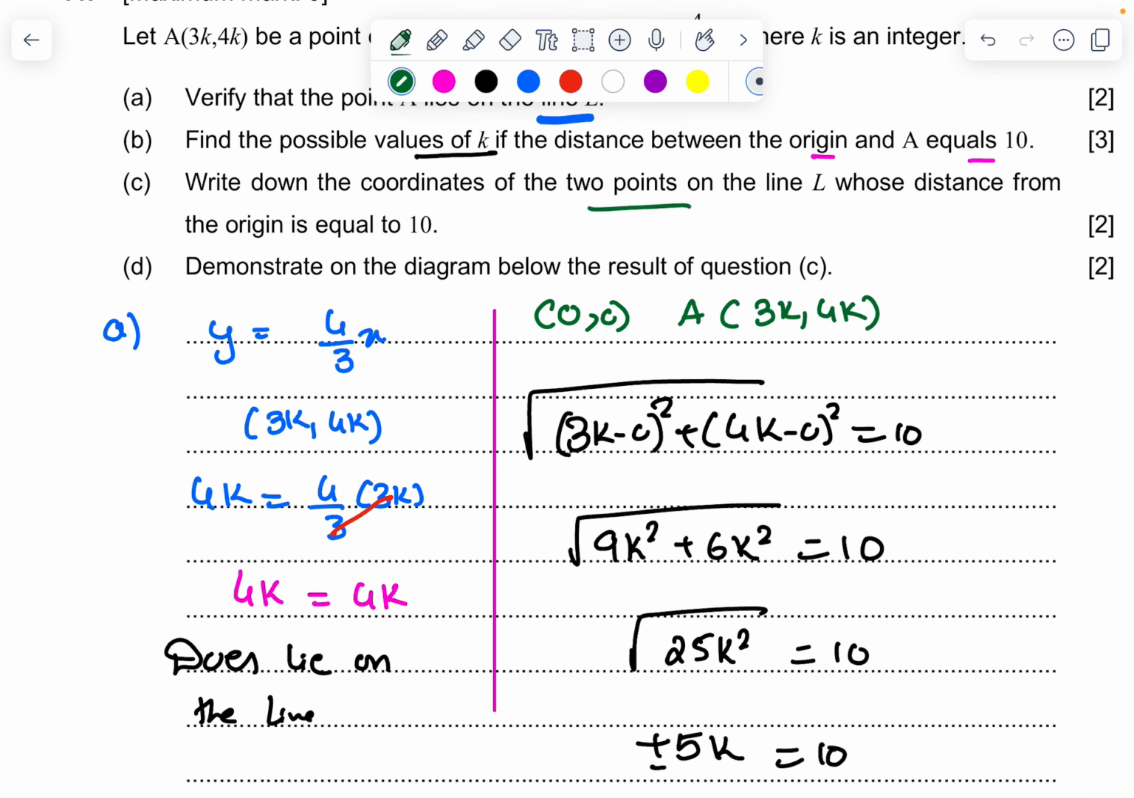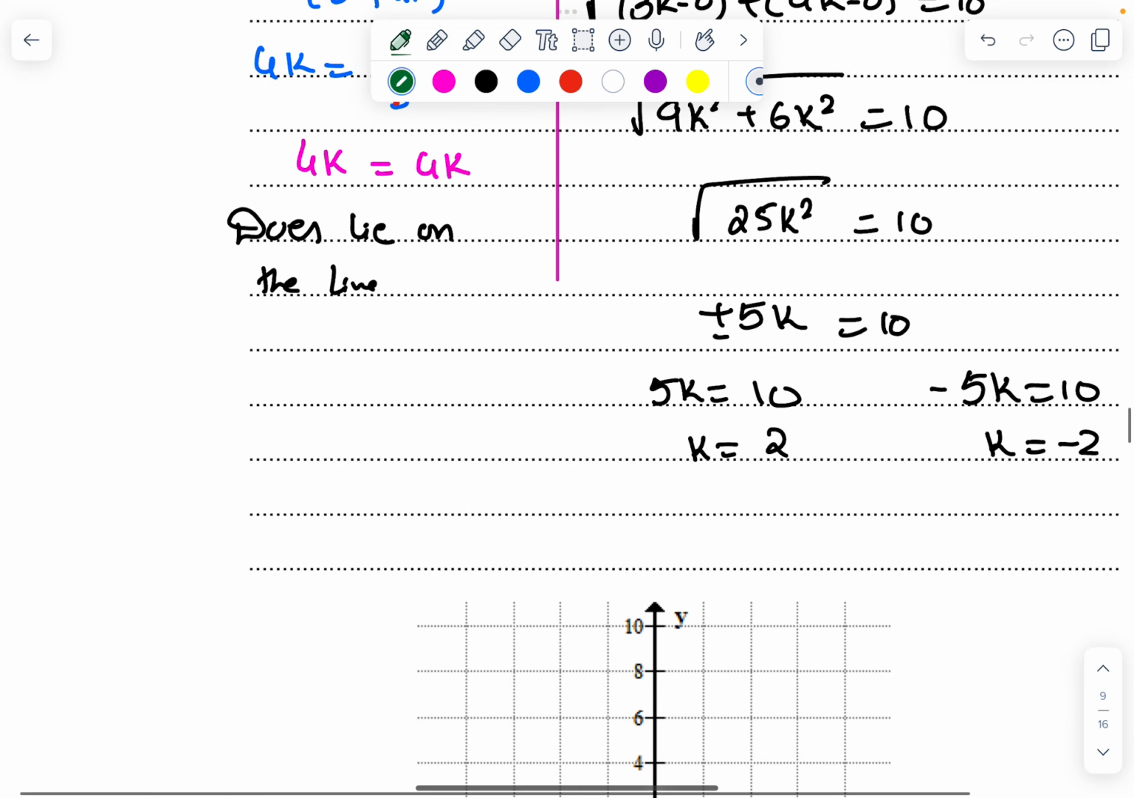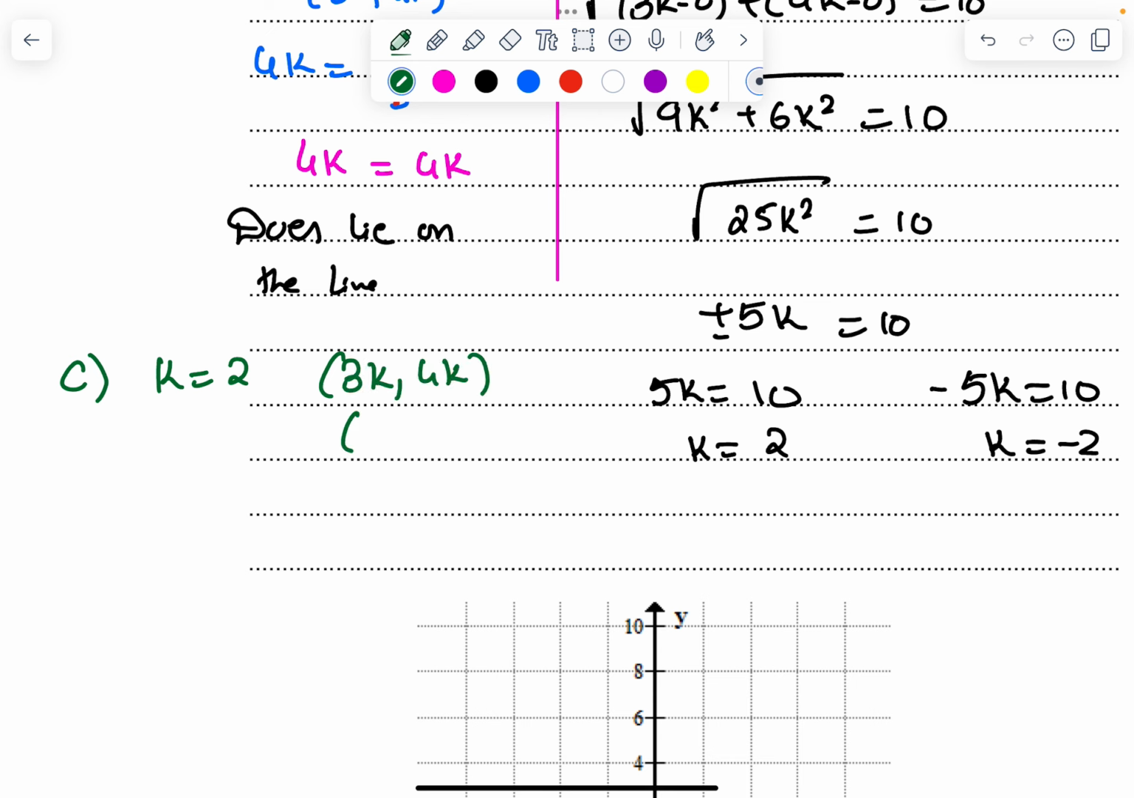Write down the coordinates of 2 points on L whose distance from the origin is equal to 10. So now when k equals 2, the point (3k, 4k) becomes (6, 8). When k equals negative 2, the point will become (negative 6, negative 8).